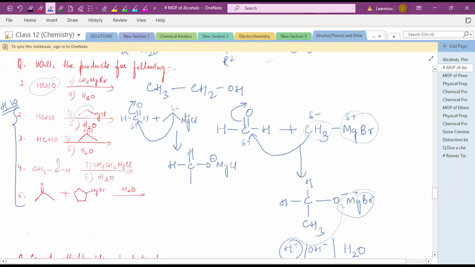And here what you get is CH2, CH3, which means the ethyl group over here. Now when you further carry out hydrolysis with H2O, H will get attached over here, and you will get CH3CH2CH2OH. So basically you will get propanol, plus MgOHCl. Okay, clear? Yes, ma'am.